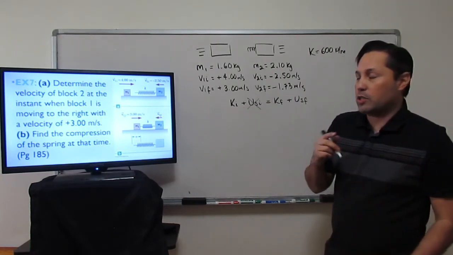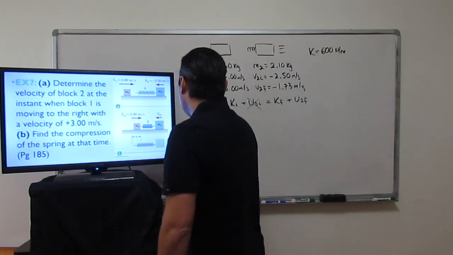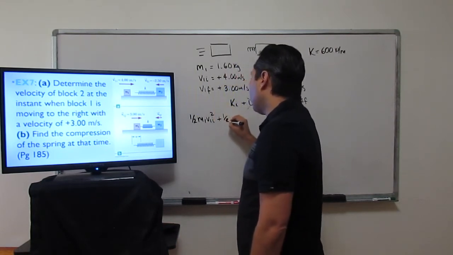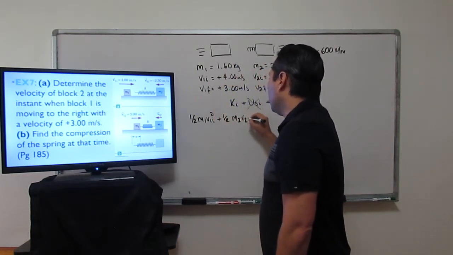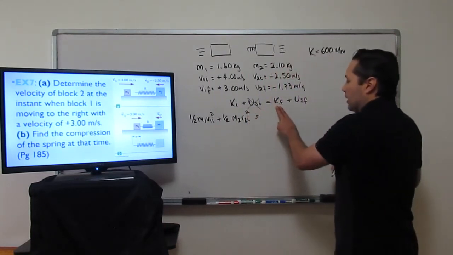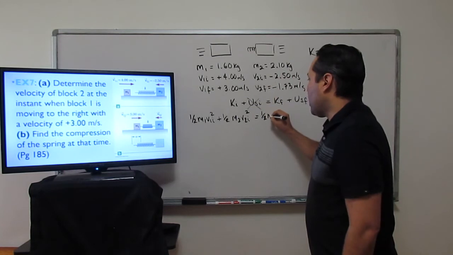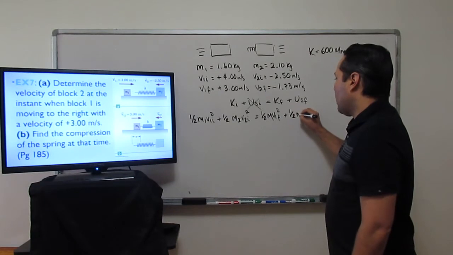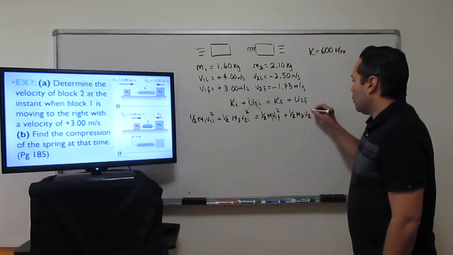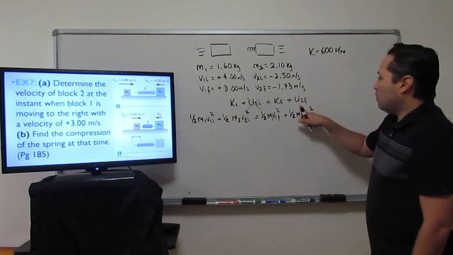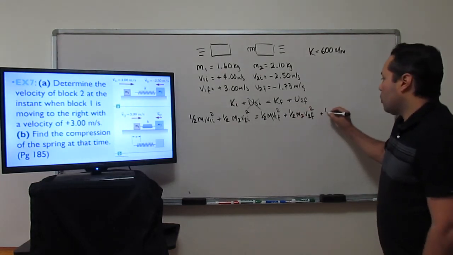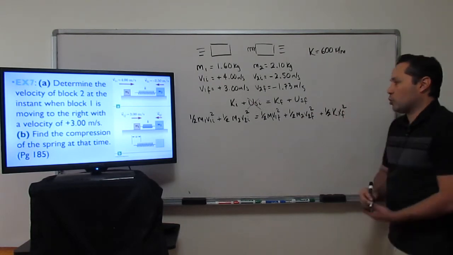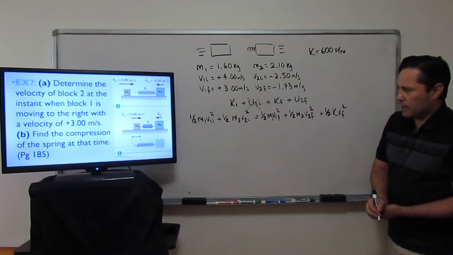Now there's two objects, so you're going to see it twice. It'll look like this: 1/2 m1 v1 initial squared plus 1/2 m2 v2 initial squared is equal to the kinetic energy final, 1/2 m1 v1 final squared plus 1/2 m2 v2 final squared, plus the potential energy of a spring, which is 1/2 constant times the compression final of the spring, which is actually what we're solving for.